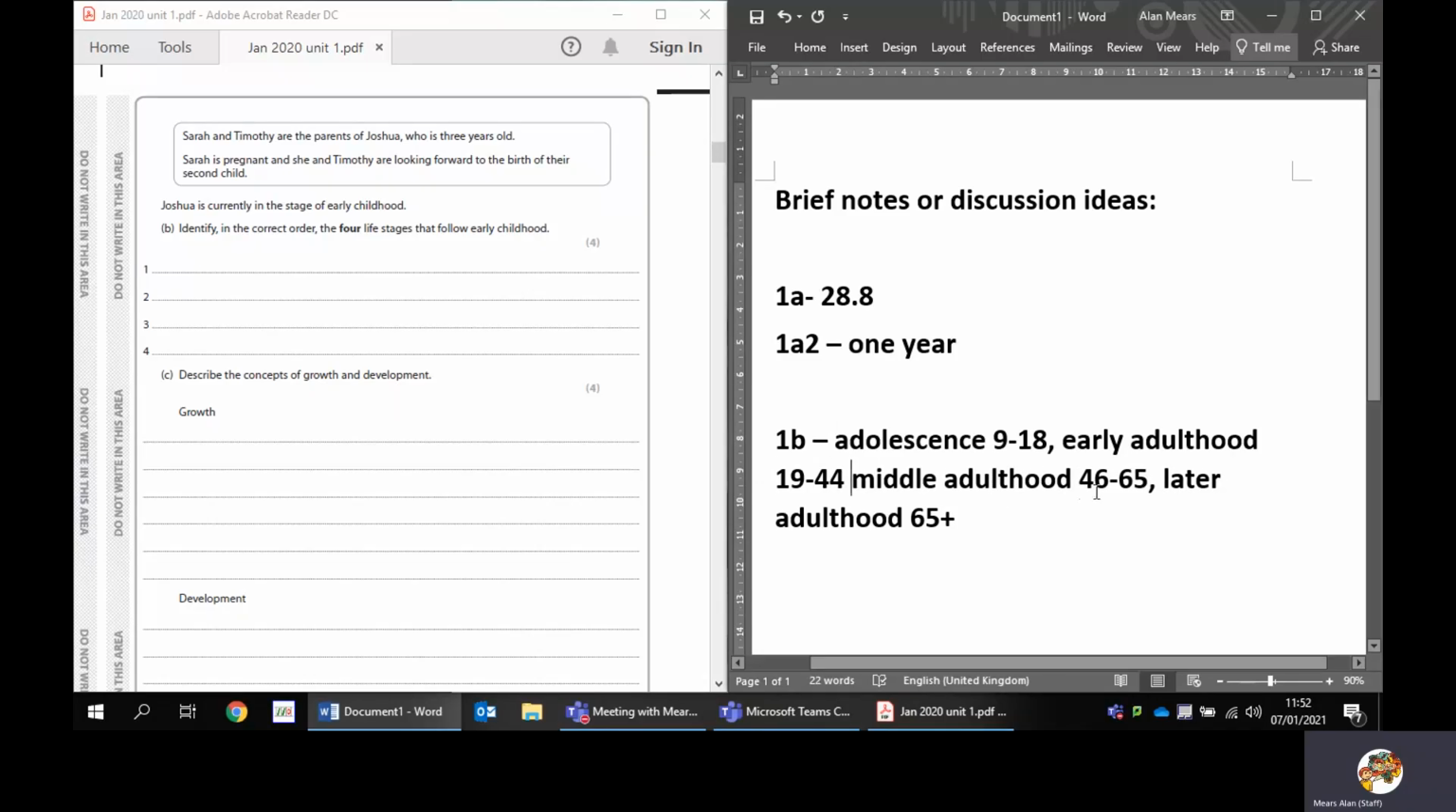I'm going to gamble and say 44 to 45. Right, there we have it. So that's our first question there. And then it says, the concepts of growth and development. So obviously this is 1C.